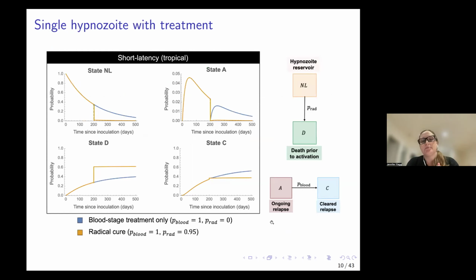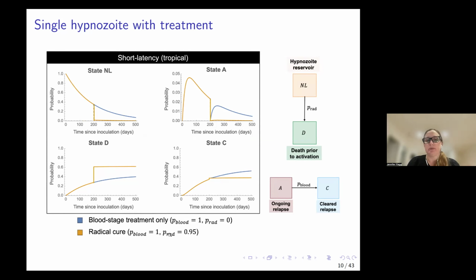Okay, so here are some analytic solutions of what that looks like, just to make it a bit more real. If you have those 4 states that I showed you before, so you have the hypnozoite state, you have the dead state for the hypnozoite, you have ongoing relapses where it's been activated and then cleared. What you can see is that with probability 1, the hypnozoite starts in the reservoir. And then there are 2 options here.